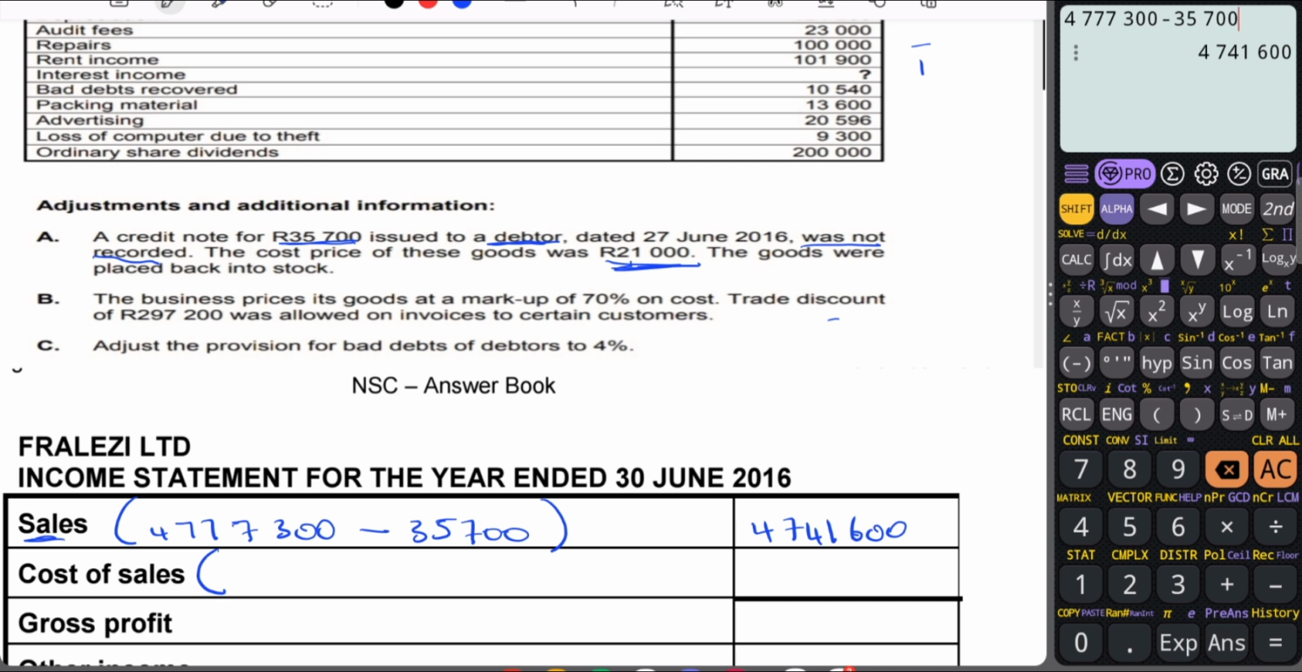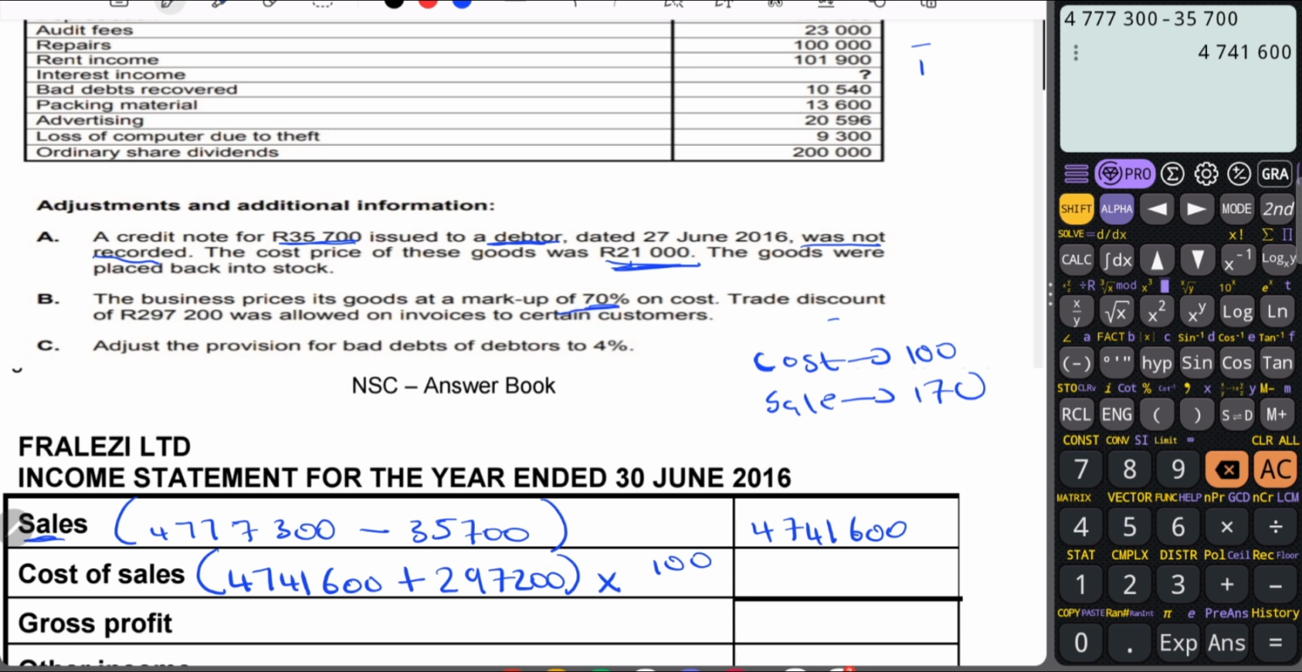How are you going to calculate it now? It's going to be 4,741,600. You are going to add it back. Add back how much? 297,200, guys. Then we are going to multiply by 100. Remember, if our cost is always 100%, then our sales is going to be 170 as a result of this 70%. So it's going to be 100 over 170.